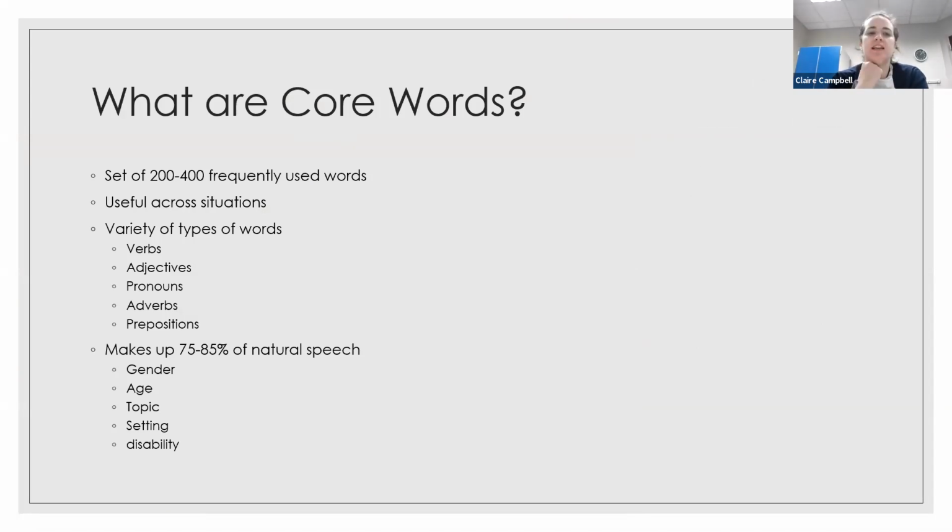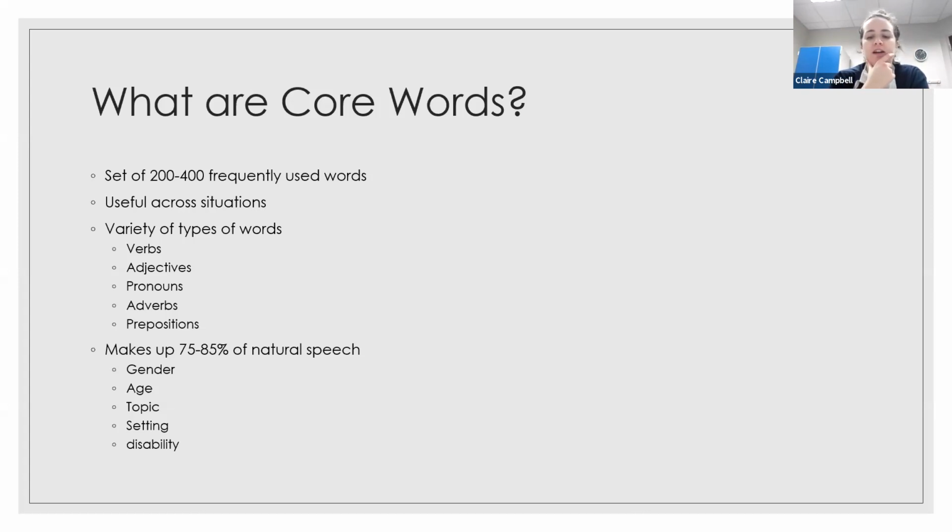There are a ton of different studies out there that you can look at. Depending on which one you look at, we're talking about 200 to 400 frequently used words. You use them across all kinds of situations. And there are a variety of types of words. Rather than being the nouns that we would have labeled with in the previous page, we're talking about verbs, adjectives, pronouns, adverbs, prepositions, more of what we might refer to as the functor words in a sentence. But these words actually make up 75 to 80% of what we say on a daily basis.